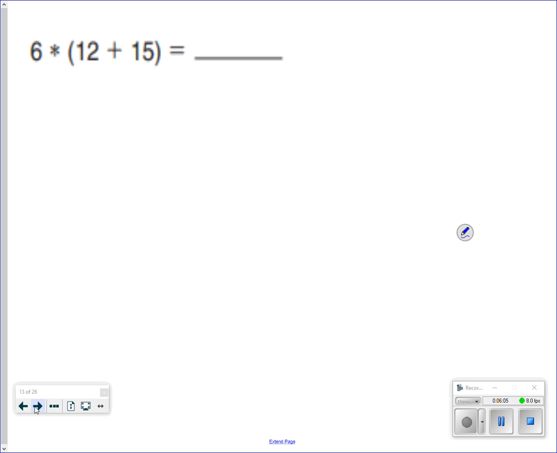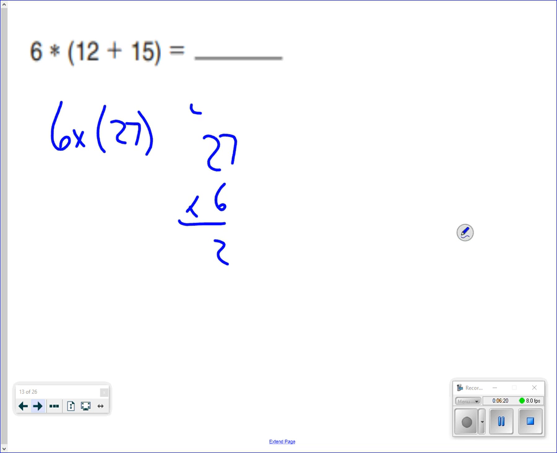Look at this one. 6 times, well, what's 12 plus 15? It is 27. And then I just simply have to multiply. No negatives involved, so I don't have to get confused. And I like this problem because a lot of times you get so confused with negatives and positives, and you forget that when it's just all positives, you can just multiply the way you've always learned how to multiply. 6 times 2 is 12, plus 4 is 16, so my answer is 162.